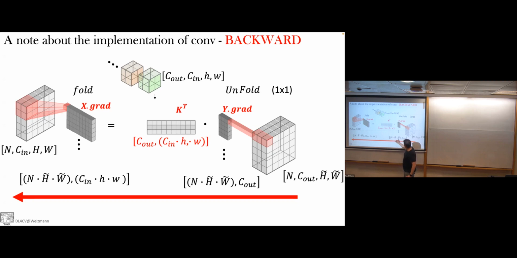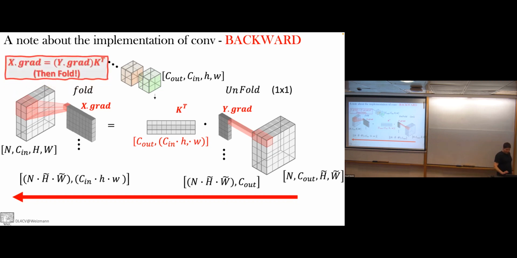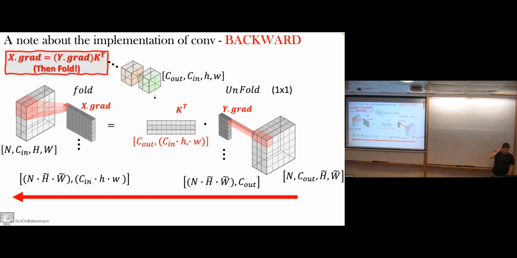So here it's NHW C out, and here it's C out, and then C in HW. So the output is going to be NHW C in lower H, lower W. Okay, I know many dimensions, but just look at its value. So I take Y grad multiplied by K transpose, and this is what I get. I get that the gradient of X is Y grad K transpose, and remember this is before the folding. So when you go from this X to the tensor shape, now I need to fold.